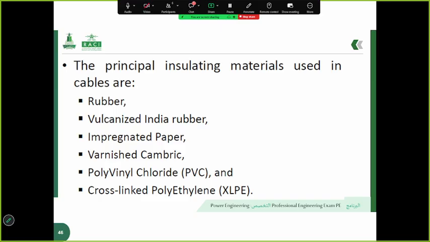impregnated paper saturated with oil has long been a standard for high voltage cables due to its excellent dielectric strength, and varnish cambric is another option, though less common today. In modern applications, PVC is a very popular and cost-effective choice for low and medium voltage cables, and XLPE is a widely used material due to its superior thermal and electrical properties.